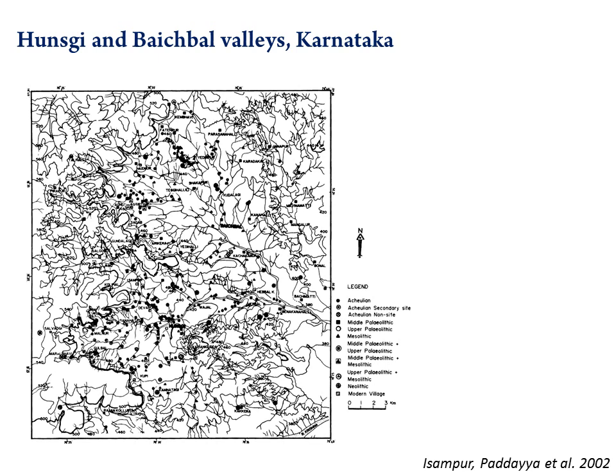Now, the excavations at Isampur, one of the predominant sites in the Hunsgi-Baichbal Valley, exposed a quarry and a workshop site. This is a first category of site; a similar site is not found elsewhere in the Indian subcontinent. Because at Isampur, the Acheulean tools and other Lower Paleolithic tools were prepared by extracting the limestones locally, and they were knapped at the site. So therefore, it's a quarry-cum-workshop site.